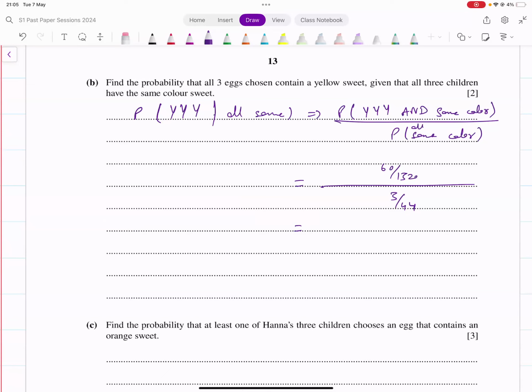Okay, what's this? Two over 3. Okay, thank you. So that's 2 over 3 or 0.667, if you want to write that in decimals. That's the result that we have.